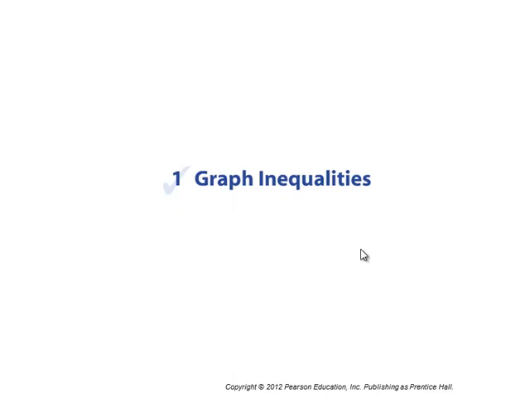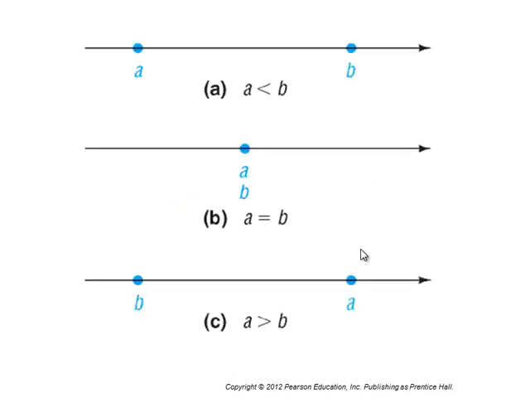Now, when we talk about graphing inequalities, what we're talking about is saying on the real number line, we could plot the 2 points and say that the number on the left is going to be less than the number on the right. Say we've got two numbers, A and B. If A is to the left and B is to the right, that corresponds to the statement that A is less than B.